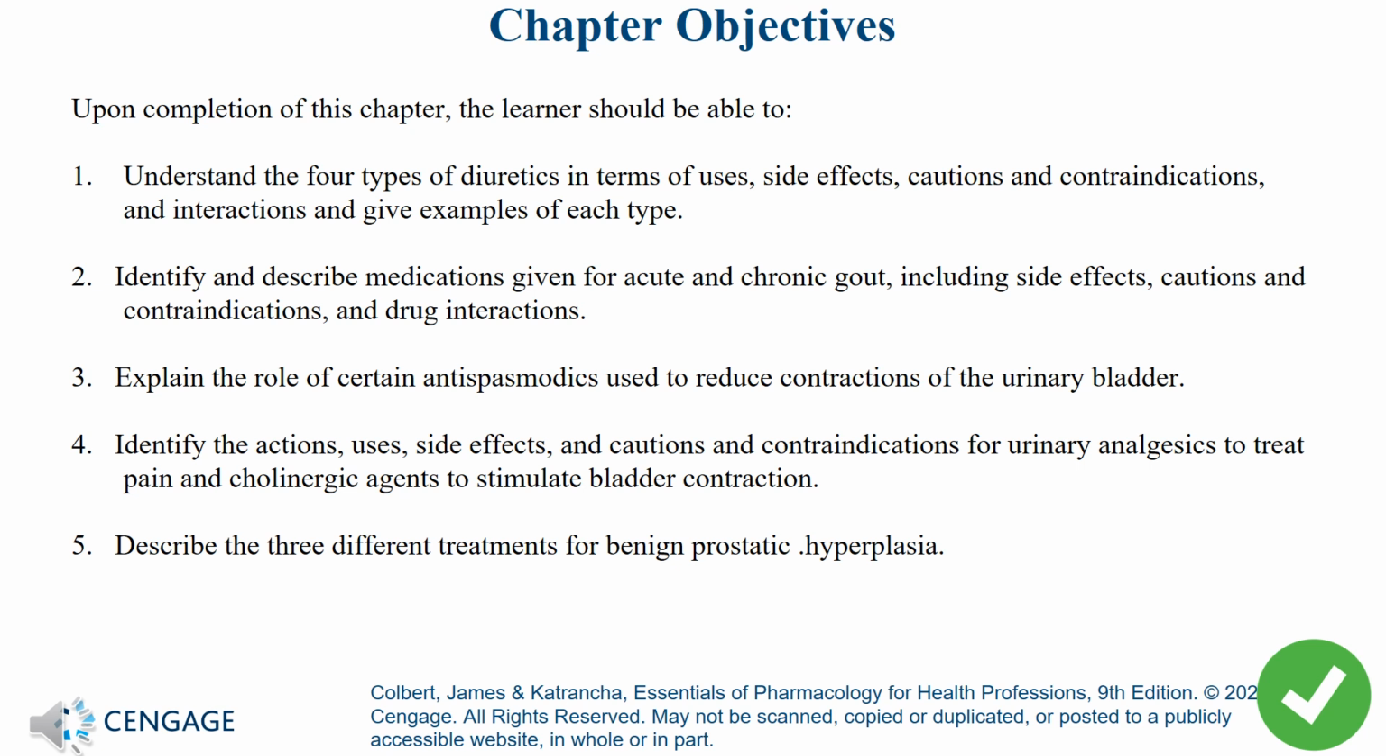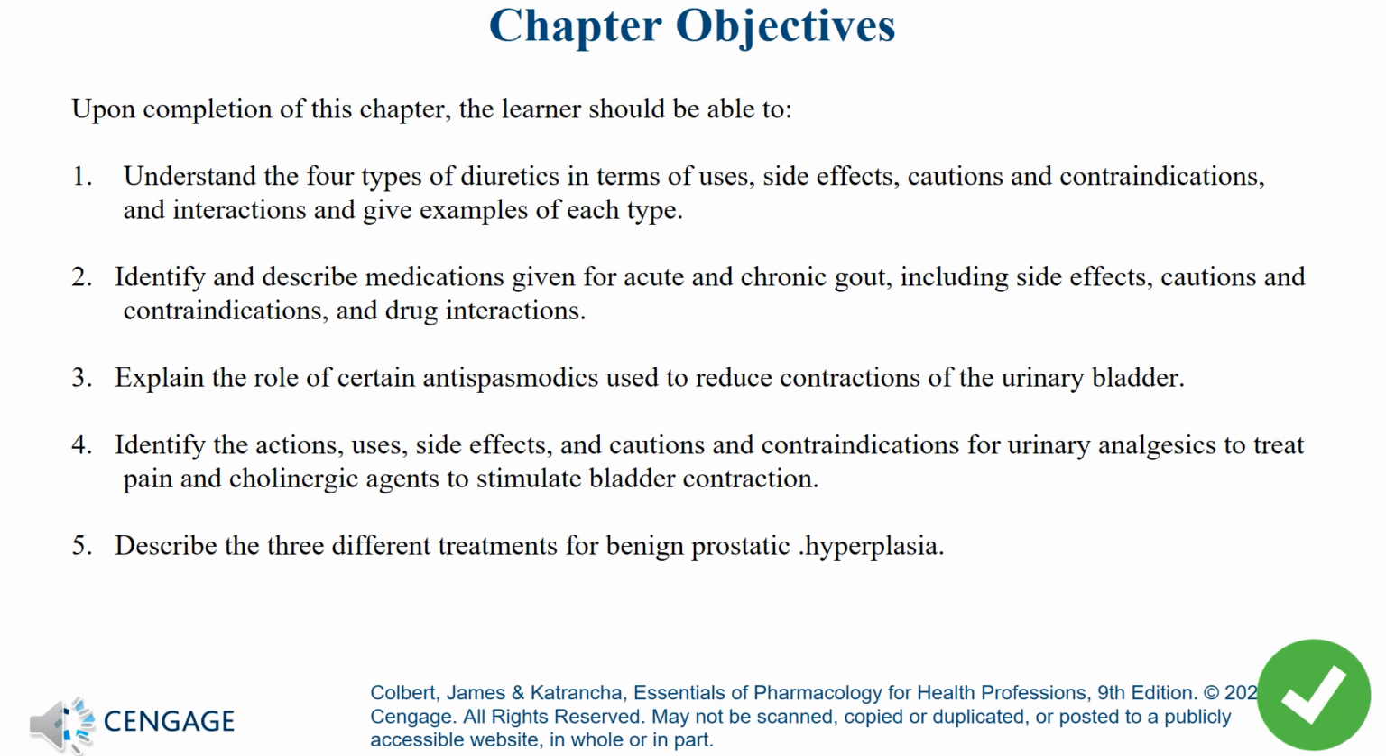Upon completion of this chapter, you should be able to understand the four types of diuretics in terms of uses, side effects, cautions, and contraindications, along with their interactions, and be able to give examples of each. Identify and describe medications given for acute and chronic gout. That includes their side effects, cautions, and contraindications, along with their interactions.